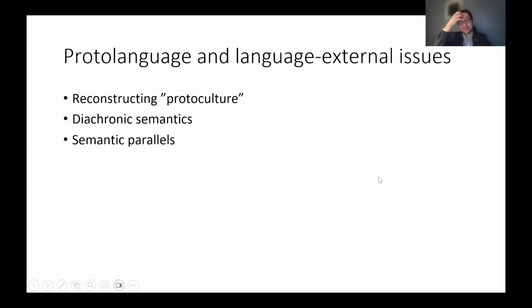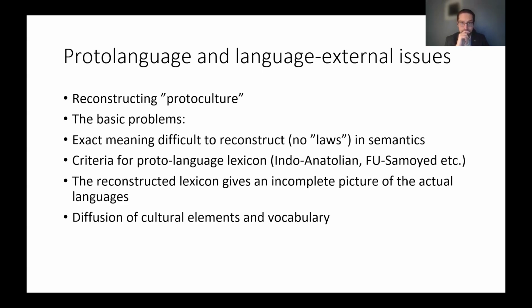But that's again something that's not quite easy because first of all, because of diachronic semantics, we don't always know what was the exact meaning of the given word in proto-language. There are really no laws in semantics, and it's very difficult to reconstruct the semantic developments, and also it's not always clear whether some word goes really back to the proto-language itself or whether it's a later innovation. Often it's easy to say that something goes back to proto-language. In some cases it can be contested.